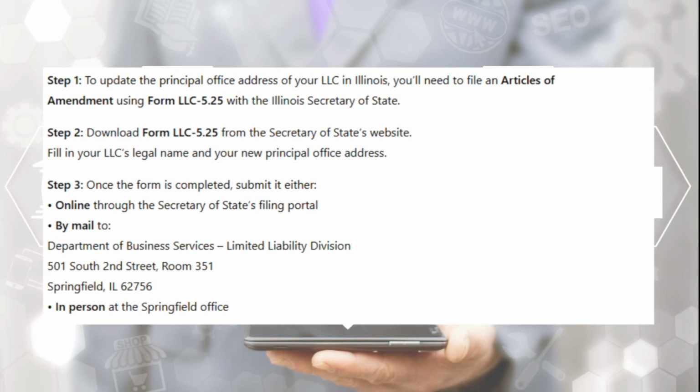Then step number 2, download Form LLC-5.25 from the Secretary of State's website. Fill in your LLC's legal name and your new principal office address. Then move to step number 3.